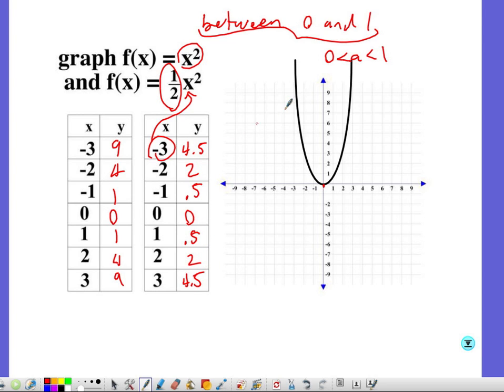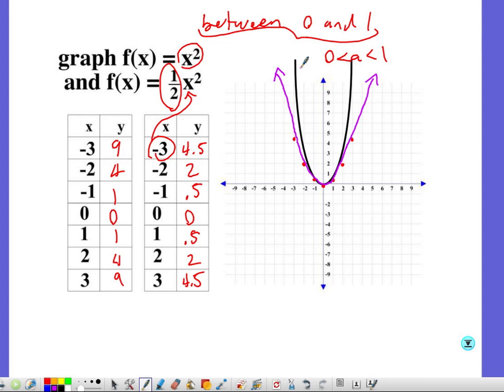Okay, so let's take these points and plot them here. So we have negative 3 and 4.5, which is here. We have negative 2 and 2, 0, 0. Oh, we also had negative 1 and 0.5, 1 and 0.5, 2 and 2, and 3 and 4.5. Now let's connect these dots together. And take a look at the function now.